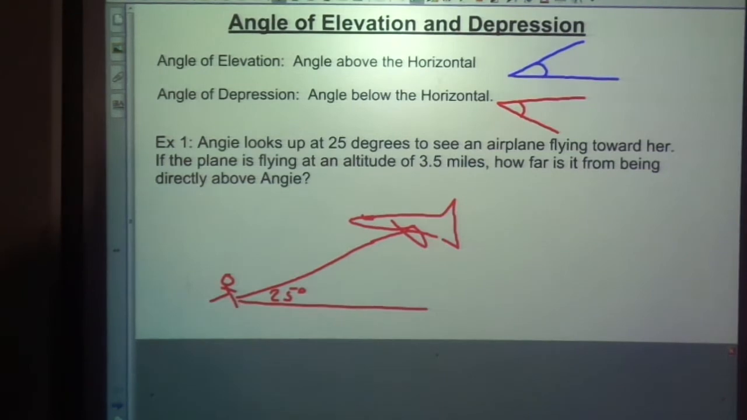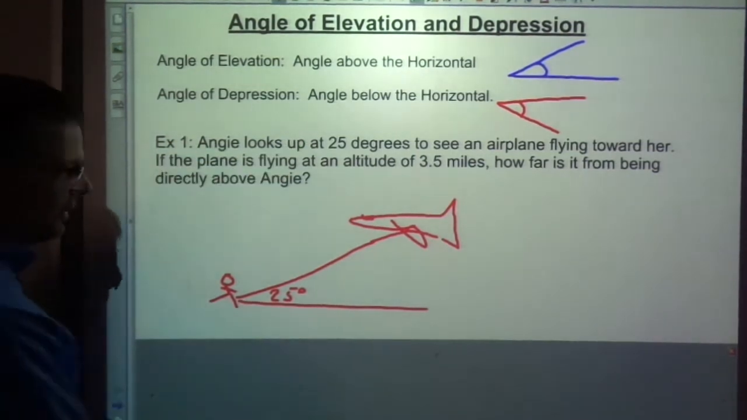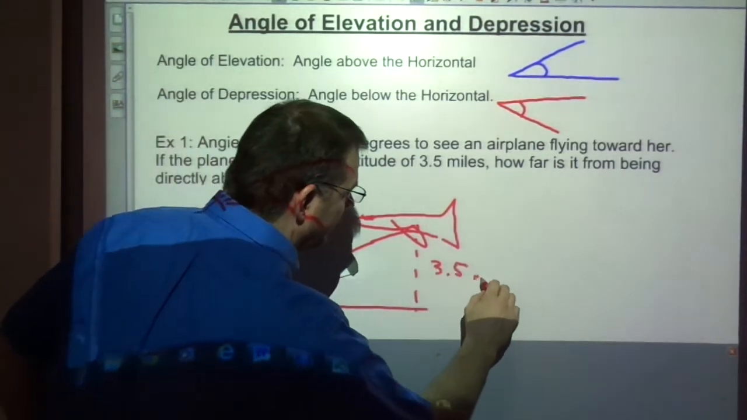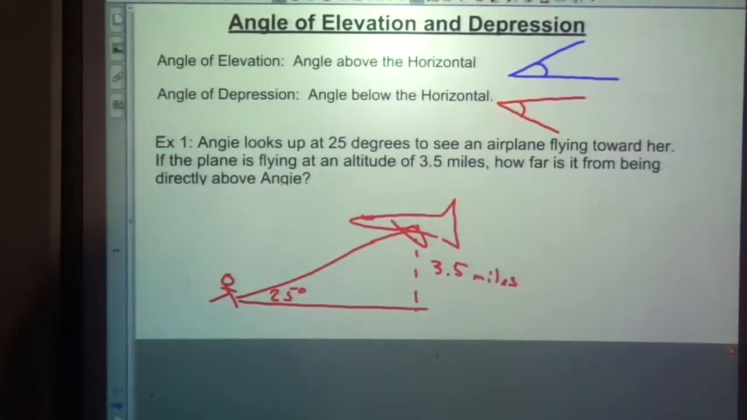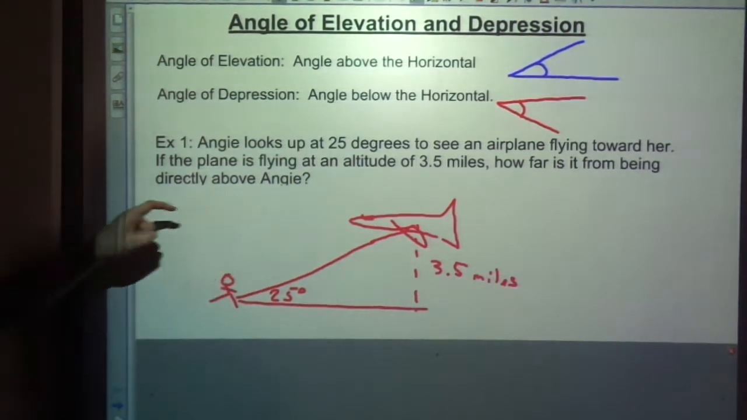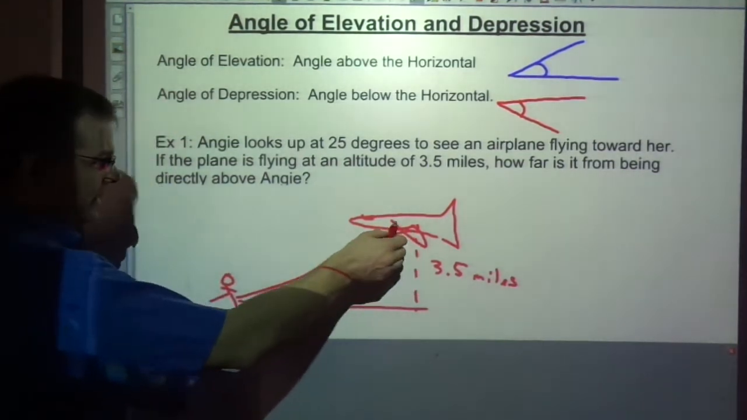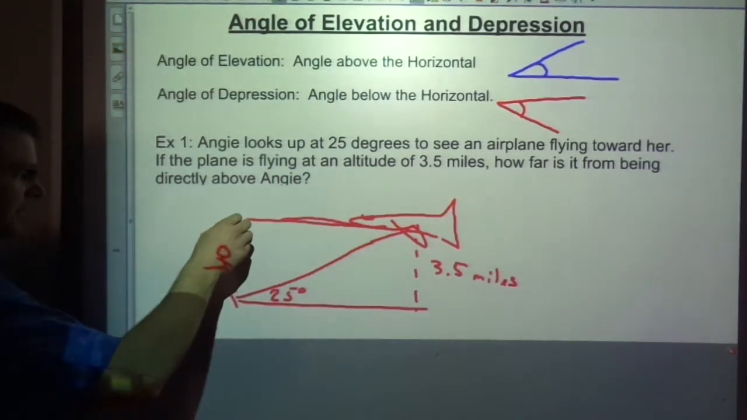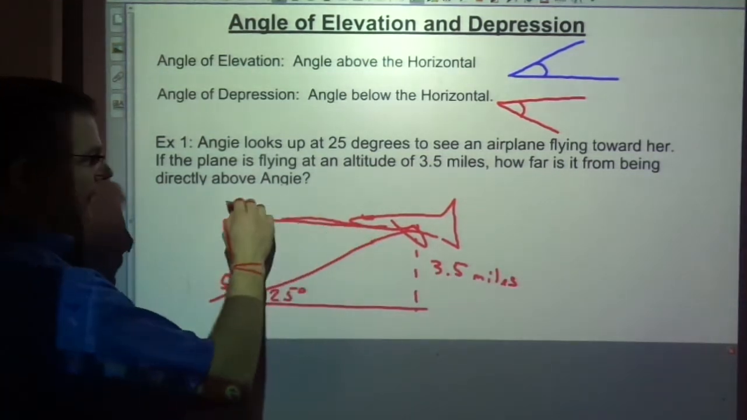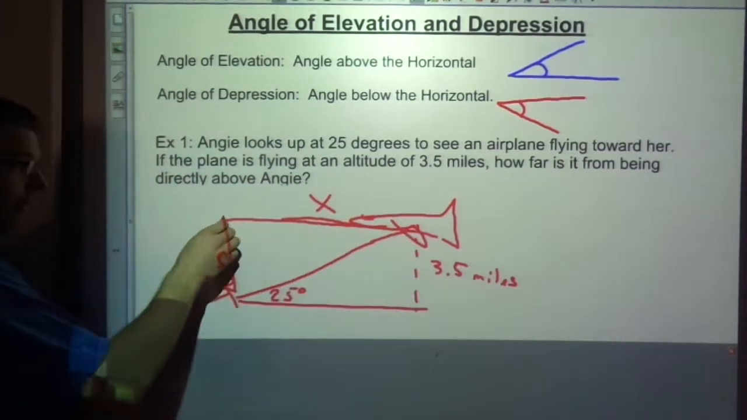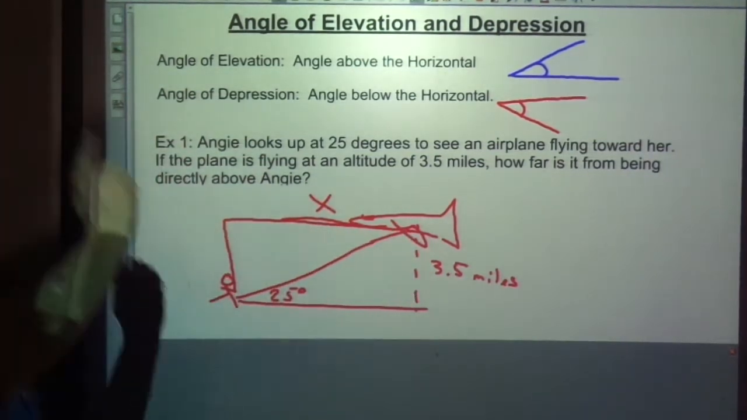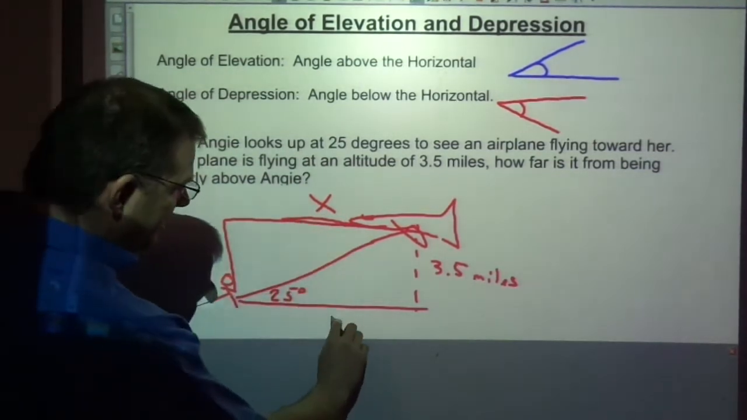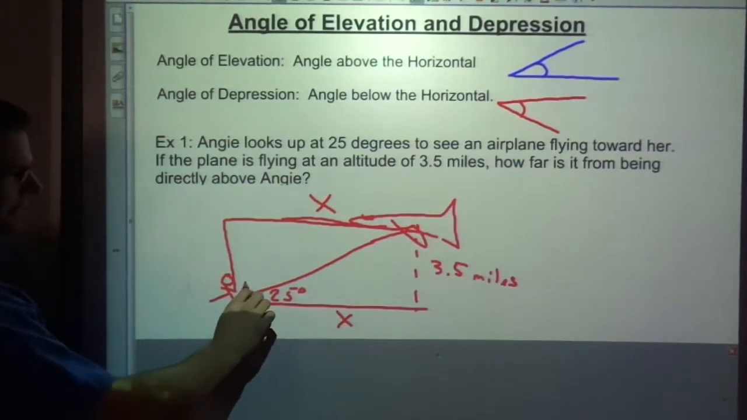It's flying towards her. The plane is flying at an altitude of, altitude means height, of 3.5 miles. How far is it from being directly above Angie? So that means that if this plane keeps flying straight, we want to know how far this is. When you look up and say, there it is, we want to know how far it is from here to here. Well, that's the same thing as from here to here, right? So let's look at this triangle here.